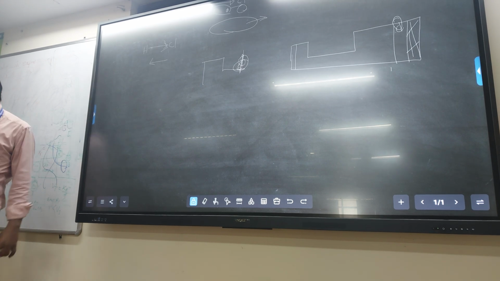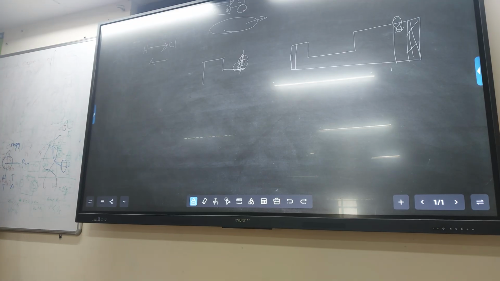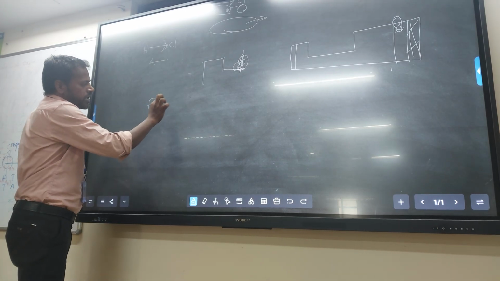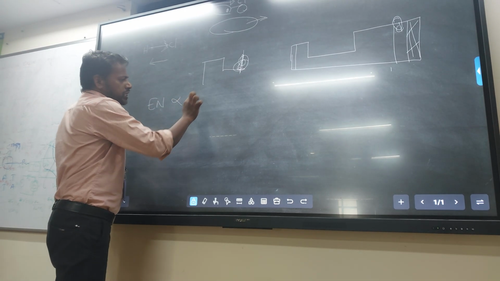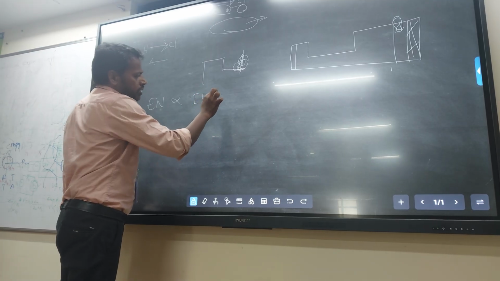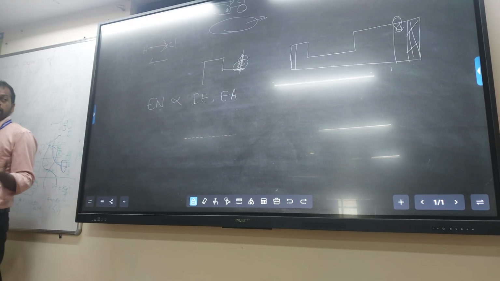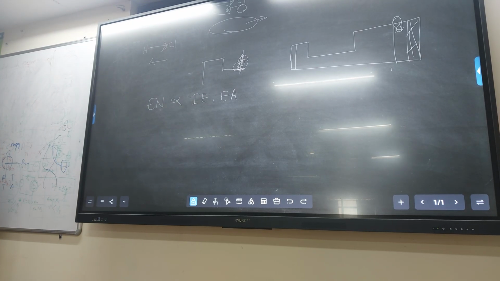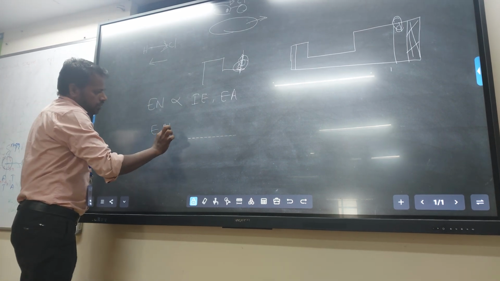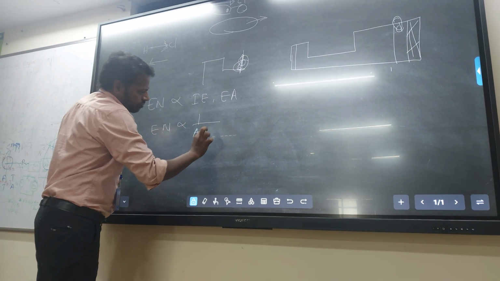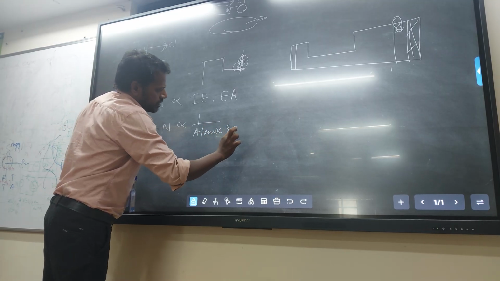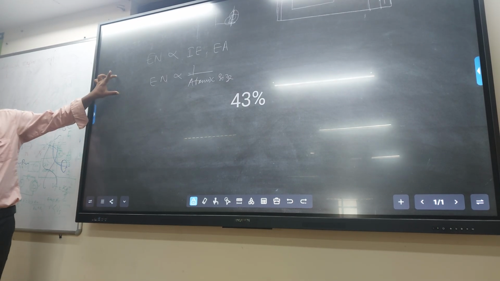The same explanation as usual we have to give. The electronegativity is directly proportional to the ionization energy and electron affinity. Okay, EN is directly proportional to the ionization energy and electron affinity. I write it in shortcut. Electronegativity is directly proportional to the ionization energy and electron affinity, and electronegativity is inversely proportional to the atomic size.